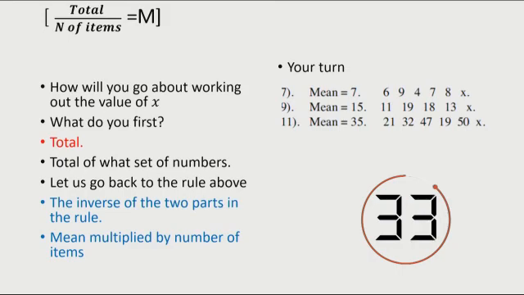You work out the total of the set of numbers. Make sure the rule is given right at the top to remind you. You need to know the rule, so you will write it. The more you write the rule out in your question, the better you will be at remembering the different parts of the rule. To work out the missing value, remember we do the inverse.